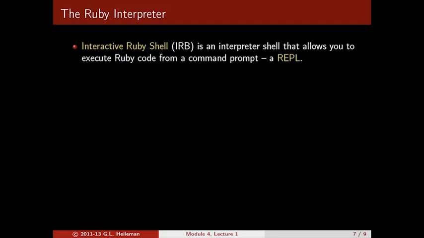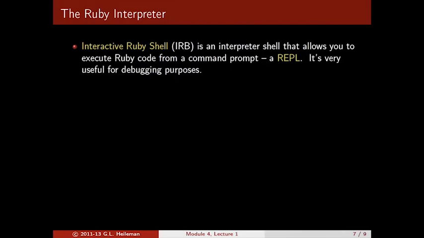And then finally, there's the interactive Ruby shell. This is an interpreter that allows you to execute Ruby code from a command line prompt, different from your operating system command line prompt. This is a prompt to the language itself. And some people call this a REPL, a read, evaluate, print, and then loop. So you're always looping over this code. I'll show you this in just a moment.